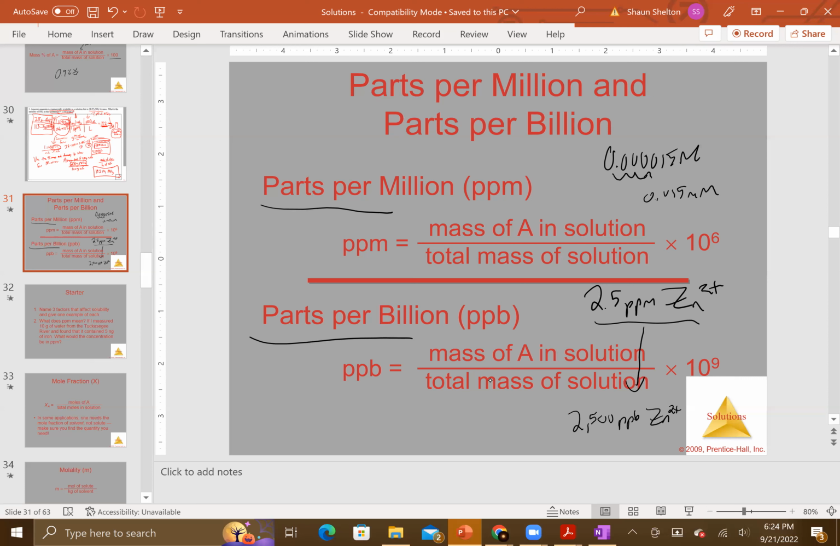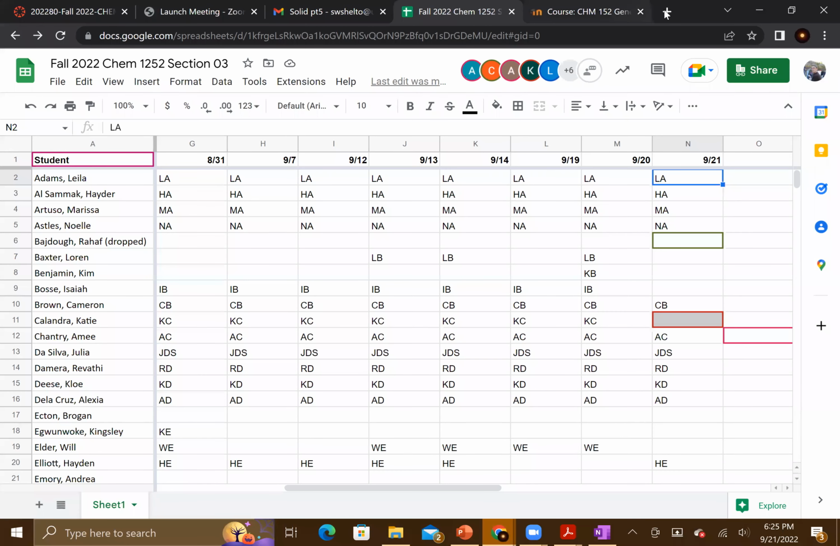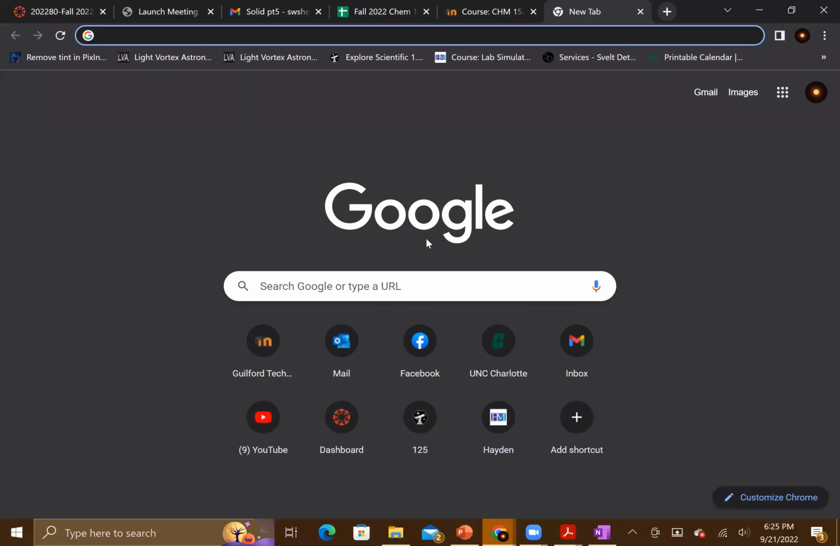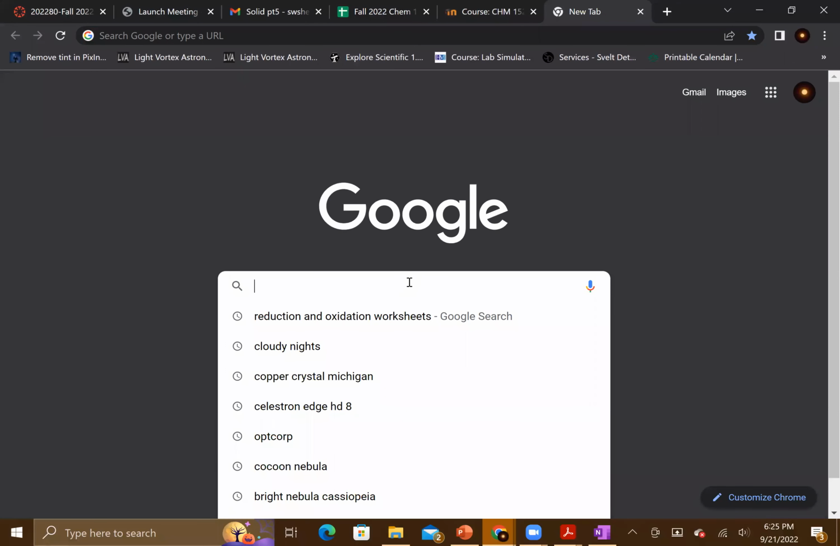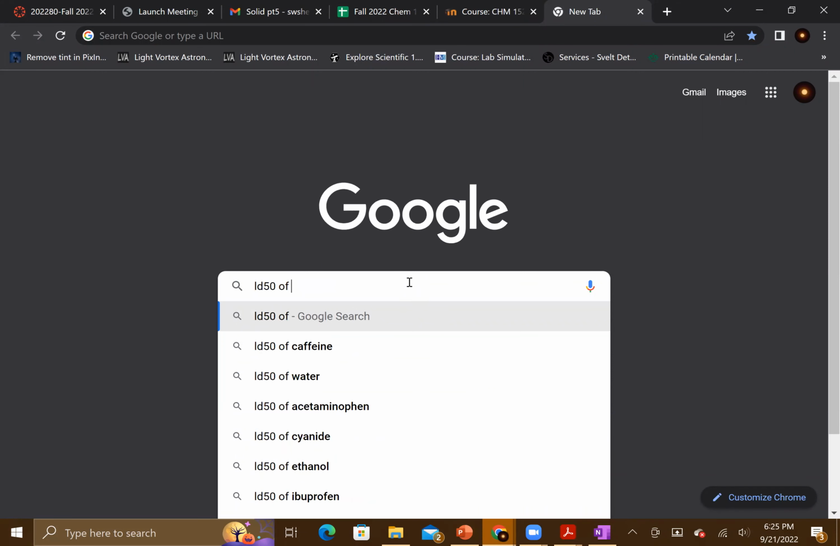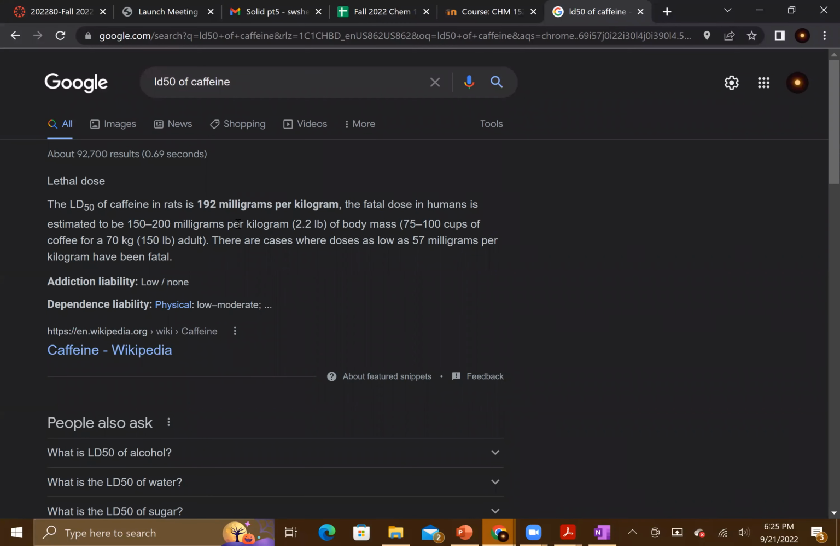In the real world, we would use this when discussing the toxicity of certain metals in human bodies or in a rat, basically. We call that LD50. If I were to go on Google, we'll do this right now. This is a good little exercise. So the LD50 of, let's see, caffeine. That was a top hit. So LD50. All right. Let's see. Do they have it in parts per million? I don't see it.